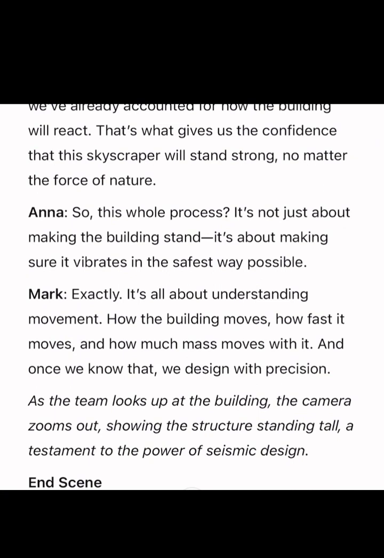So this whole process is not just about making the building stand. It's about making sure it vibrates in the safest way possible. Exactly, it's all about understanding the movement: how the building moves, how fast it moves, how much mass moves with it. And once we know that, we design with precision. These are the key things. That's it.